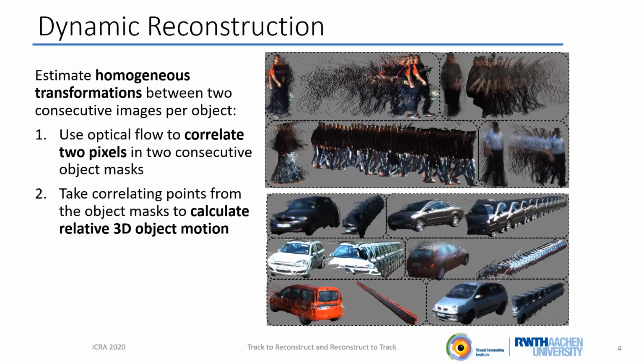For pedestrians, the reconstructions are a little more blurry, as we don't specifically deal with the articulated motions of people. However, our algorithm still captures the overall 3D motion of people extremely well, which is enough to do accurate tracking in 3D. To calculate these reconstructions, we estimate a set of homogeneous transformations between objects in consecutive frames.